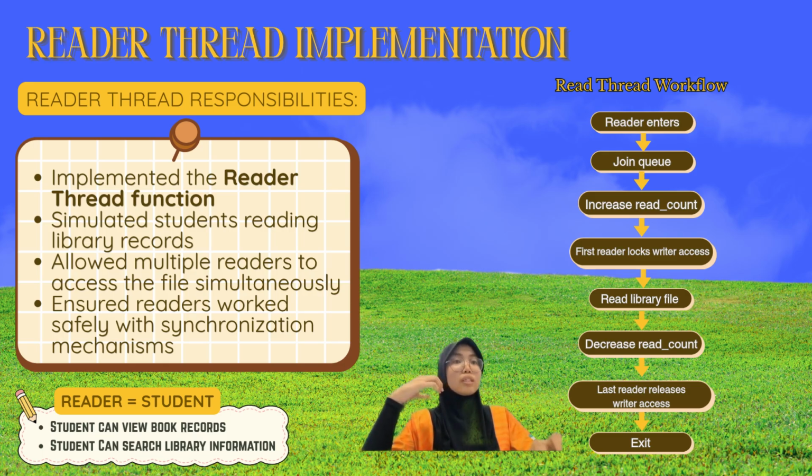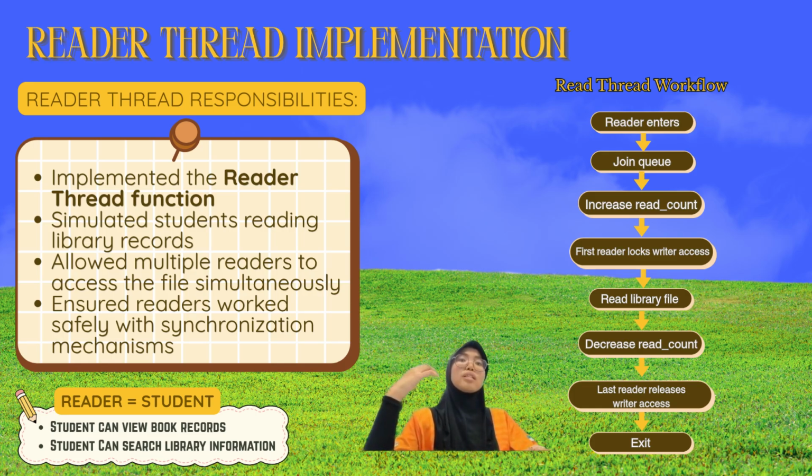After joining the queue, the reader increases the read count, which is basically a counter tracking how many readers are currently active. Here's a key rule. If this reader happens to be the first one in, it will lock writer access by acquiring what we call the WRT semaphore. This prevents any librarian or writer thread from modifying the file while students are reading. Once done reading, the reader decreases the read count, and if it's the last one out, it releases that writer lock so the writers can proceed.